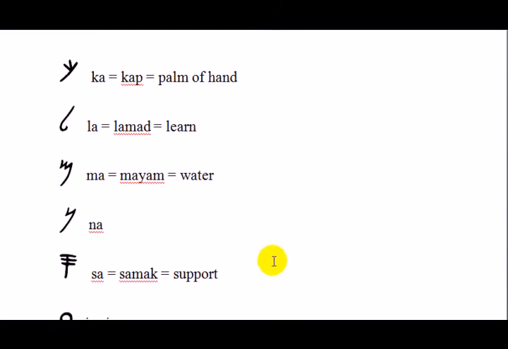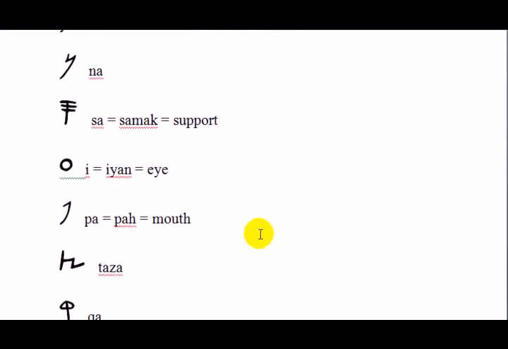All right, the next letter is sa, pronounced "sa," which comes from the Hebrew word samak, which means support. If you look at it, it's almost like a clothesline, where people used to hang clothes. So it's like a support. The word sa comes from the Hebrew word samak, which means support.